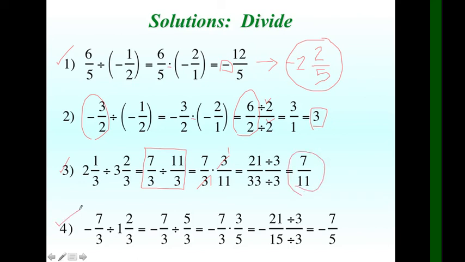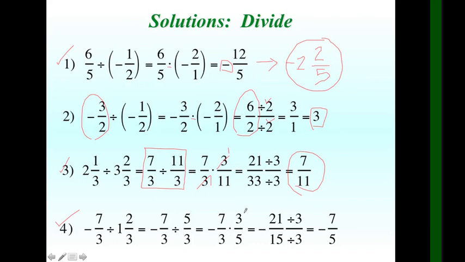And finally, for number 4, we have negative 7 over 3 divided by 1 and 2 thirds. 1 and 2 thirds will become 5 over 3. And then, we will get the reciprocal. And we will just retain the number and the sign of the first term. So we have 7 times 3 is 21, and 3 times 5 is 15. Since they don't have the same sign, the answer is negative.